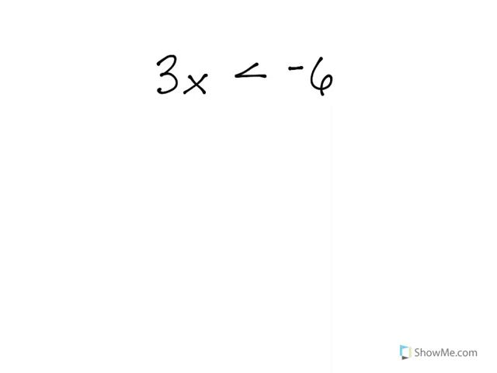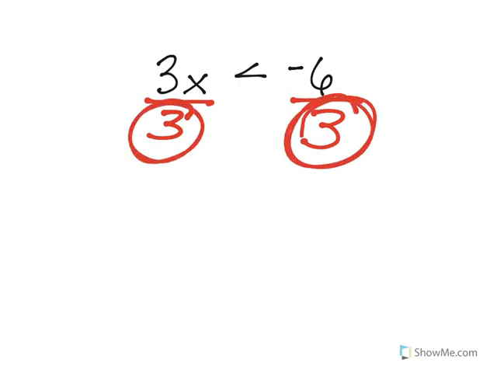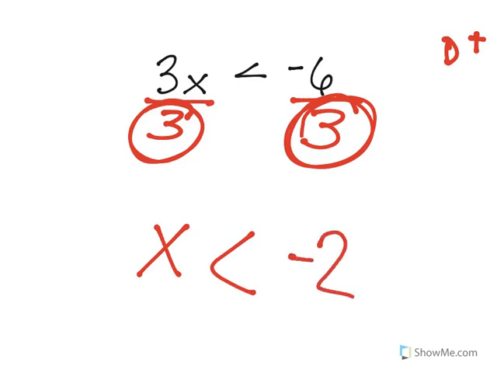One thing that I wanted to show just real quick is on this one, if we would divide by 3, notice what you're dividing by is what matters. I'm dividing by a positive, so nothing changes. So it would just be x is less than negative 2. And there, solving linear inequalities.